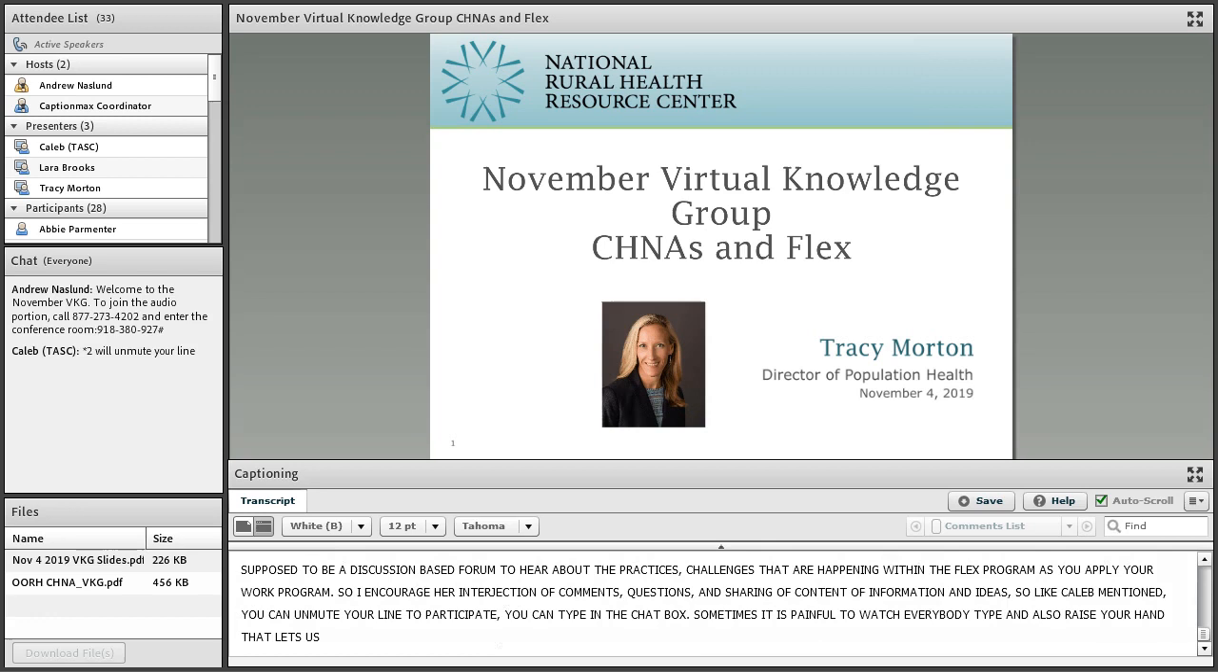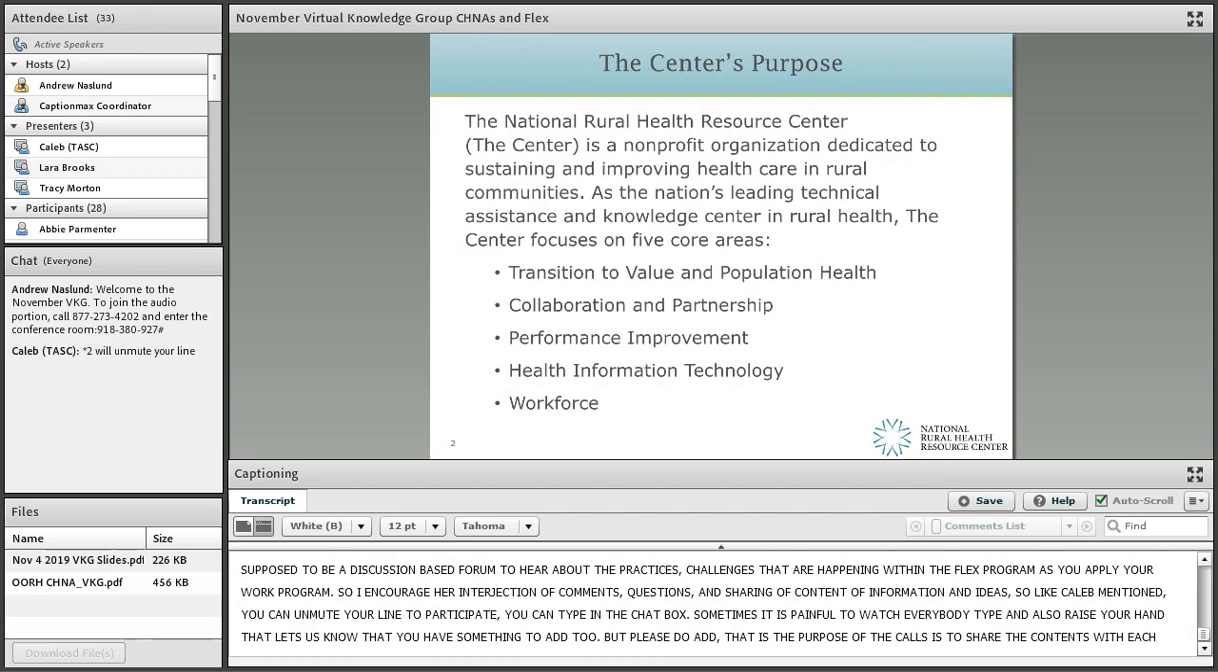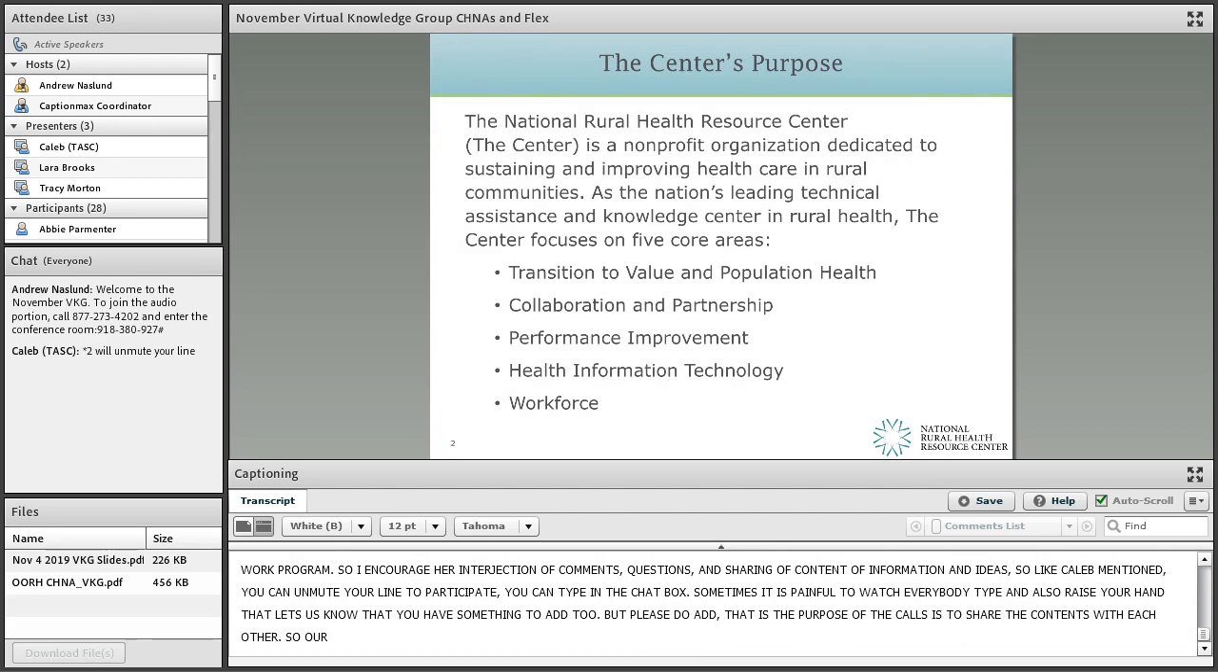You can type in the chat box, so sometimes it's a little painful to watch everybody type. And then you can also raise your hand, which again lets us know that you have something to add too. But please do add. That's really the purpose of these calls, is to share our content with each other.